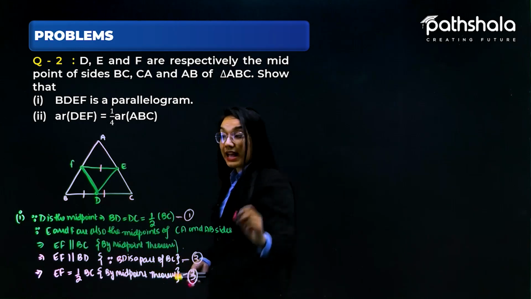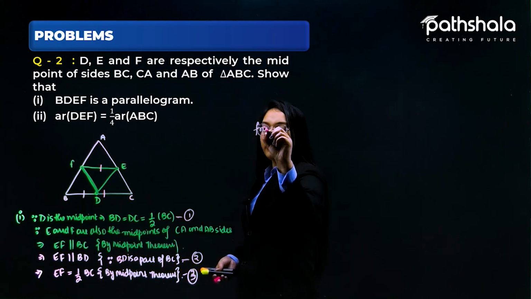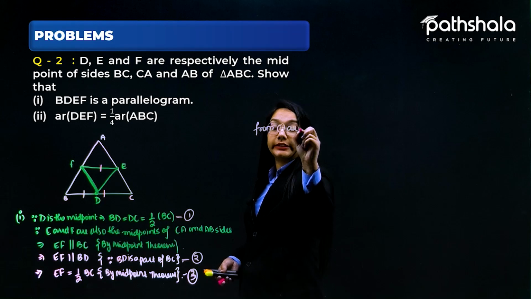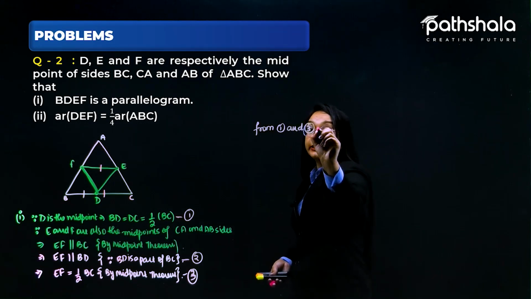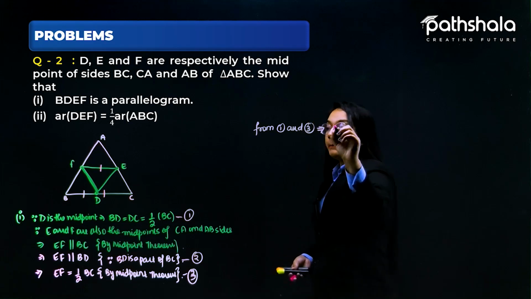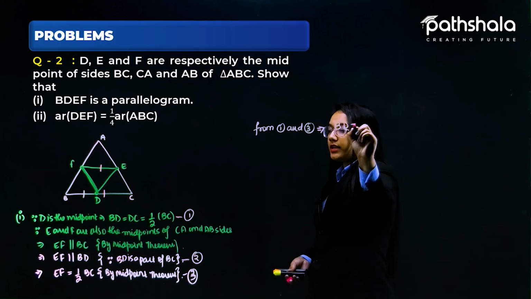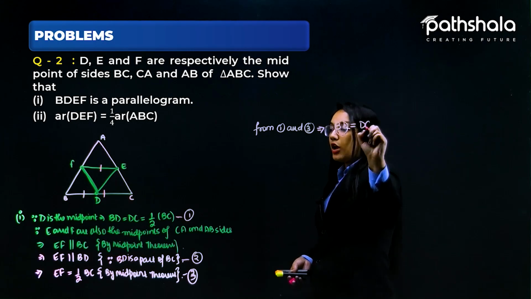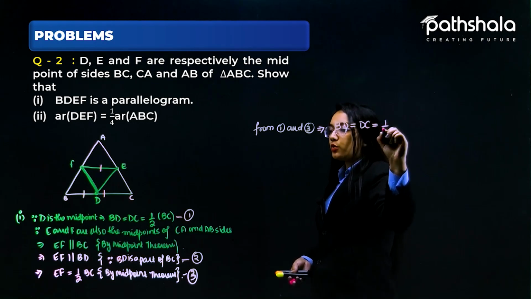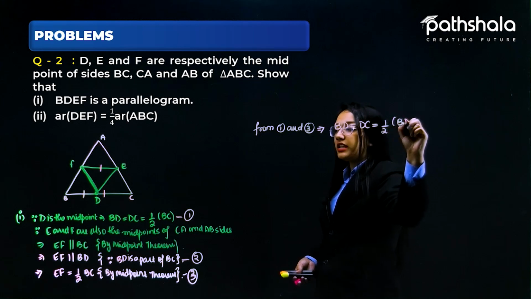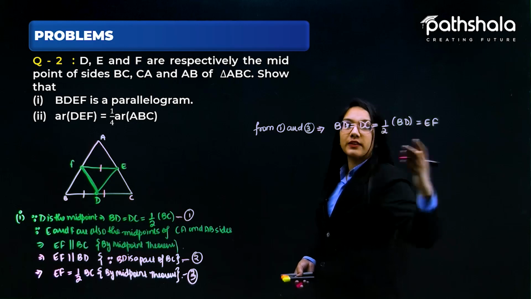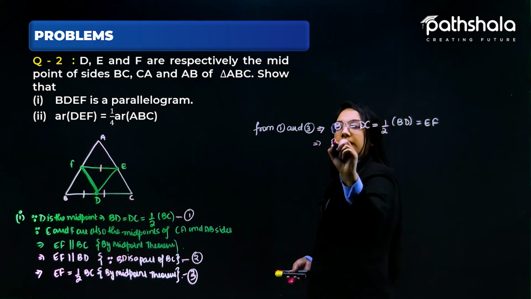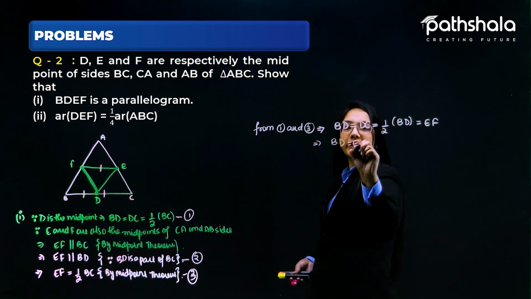So we can say that from first and third, we can say that BD is equal to DC, which is equal to half of BC, which is equal to EF. And using this concept, we can say that BD is equal to EF.